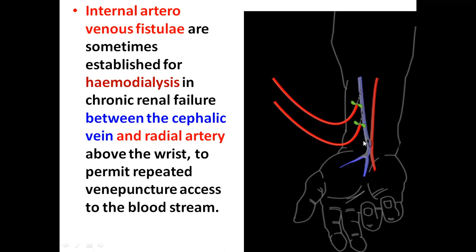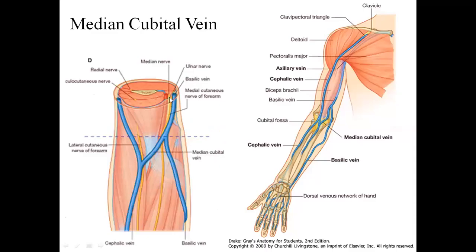Generally, we allow the blood to move into a dialyzing unit, an instrument which works as an artificial kidney. Once the filtered blood is there, it goes back to the artery. So we need continuous, repeated venipuncture for access to the bloodstream, for which we make this type of connection, the internal arteriovenous fistulae, making use of the cephalic vein and radial artery. I hope you are now very clear.